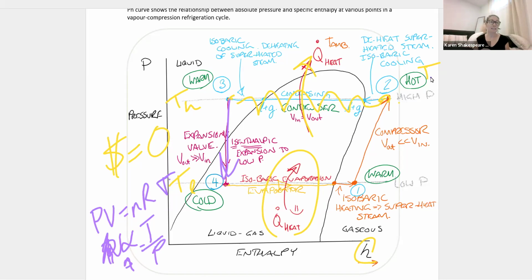Isenthalpic, which means it doesn't change enthalpy, expansion into low pressure. And now it is cold, cold, cold. And I have these cold lines sitting in a house or a refrigerator or whatever you want to cool, and cold lines in an environment that is less cold than it is just going to, from the first law of thermodynamics, take up that heat, which is what I have paid for to do here.